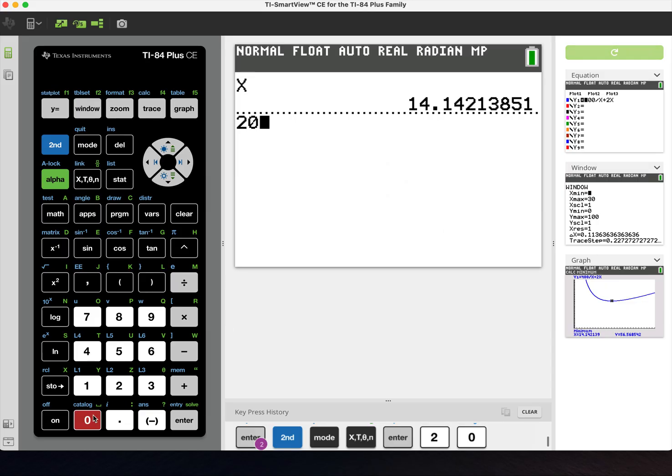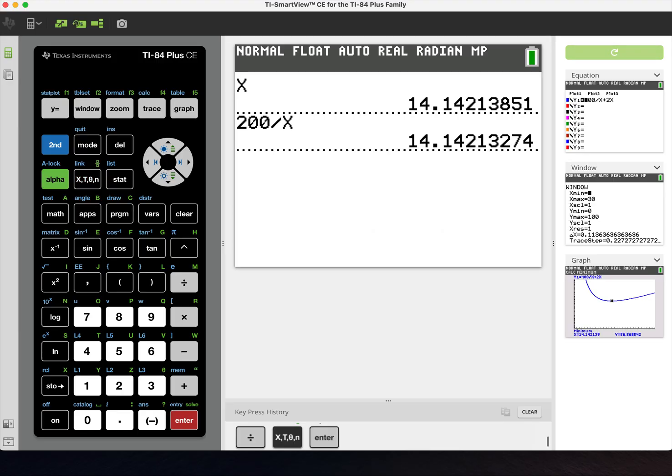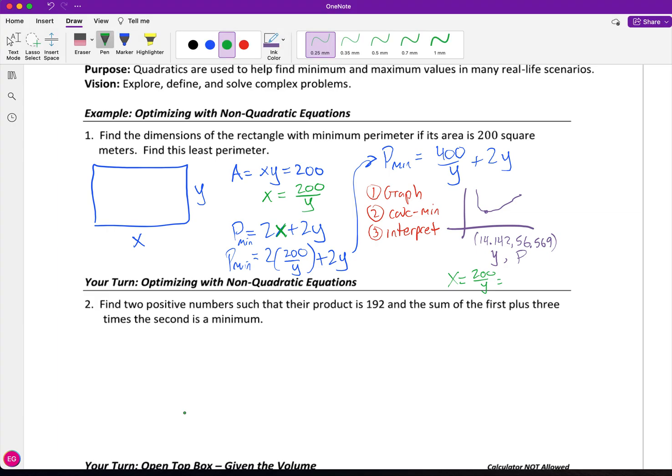So I literally can just do 200 divided by that value that I got, and it just so happens that I get the exact same number here. Okay, so I get a 14 by 14. That is something that happens frequently with rectangles.